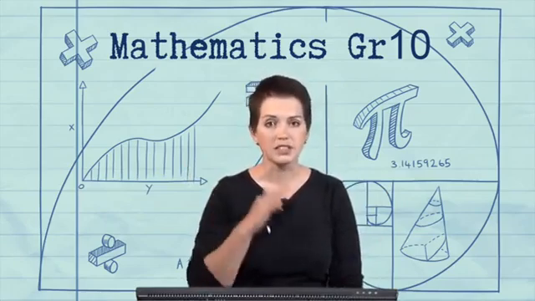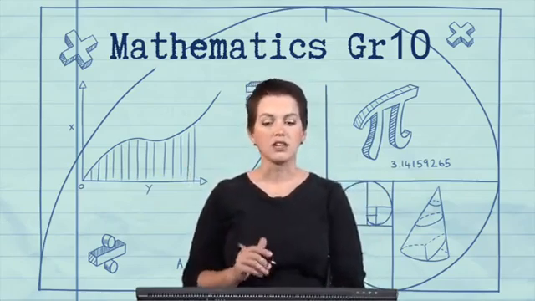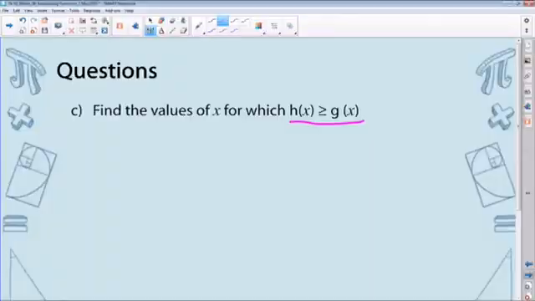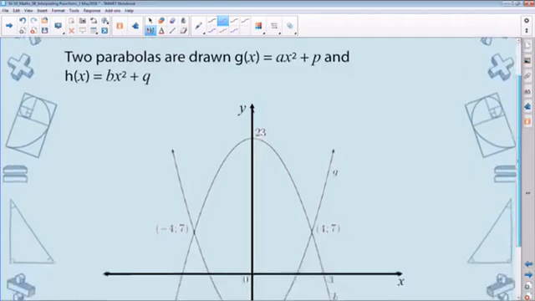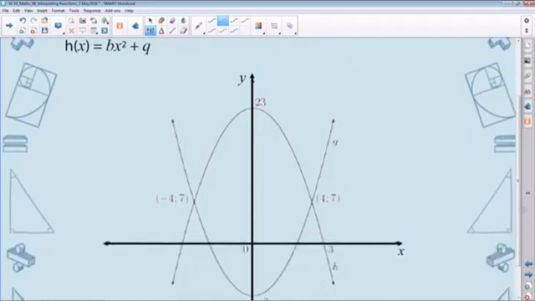Okay, so we're going to go back to the question and look at where h of x is more than g of x. h of x is the bottom one, and g of x is the top one. And where h of x is more than g of x is just over here.